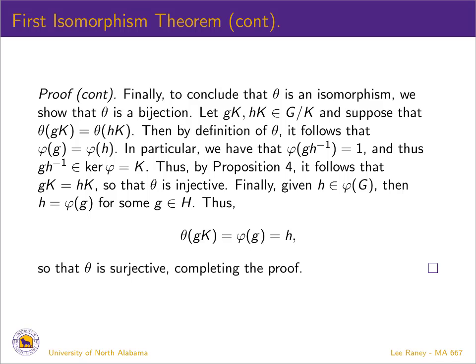And finally, it follows pretty much directly from the definition of theta that theta is surjective, right? So if you're given an h in the codomain of theta, the codomain of theta is the image of g under phi. Then what does it mean? It means that h is equal to phi of g for some little g in G, and thus if I apply theta to the coset gK, which contains little g, I get phi of g, which is h. All right, so theta is surjective, which completes the proof of the first isomorphism theorem.